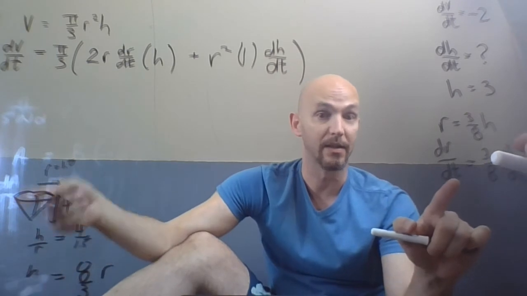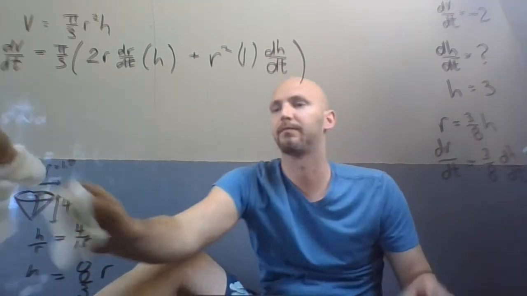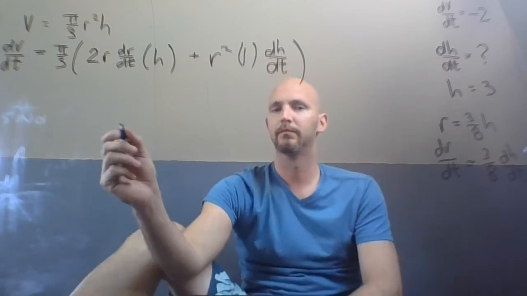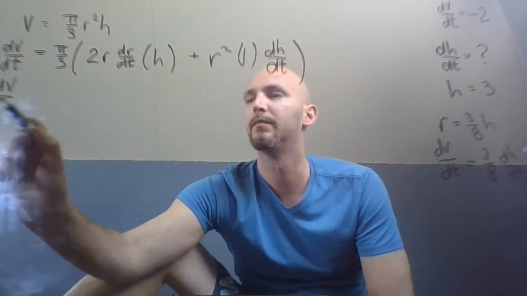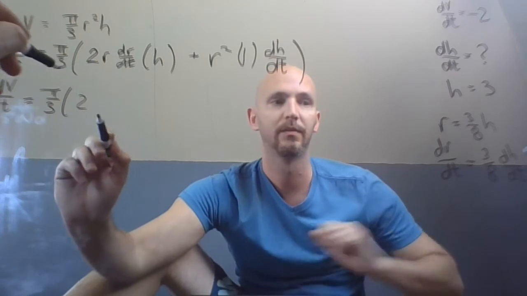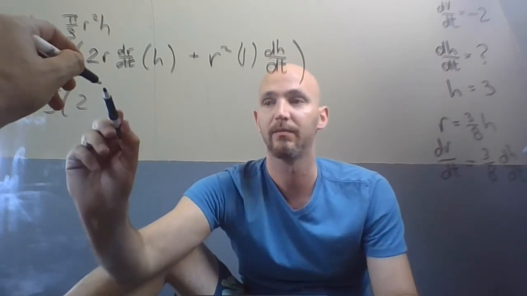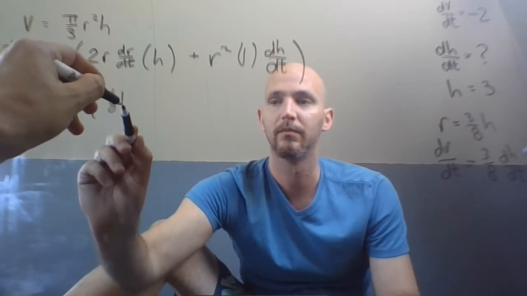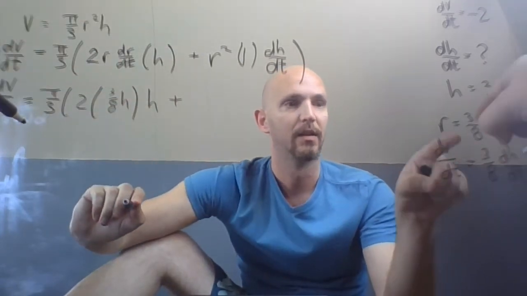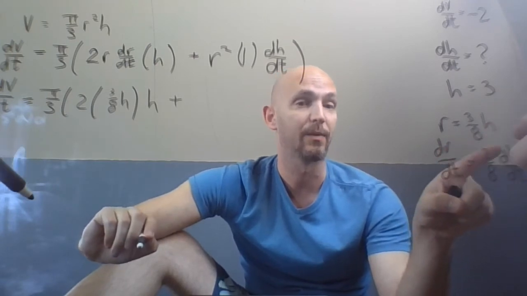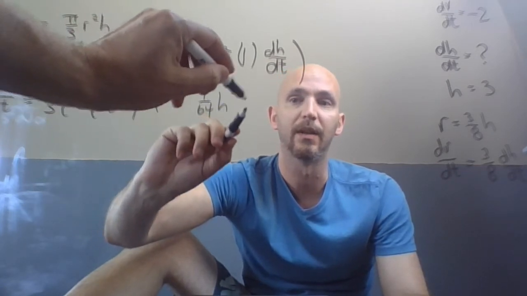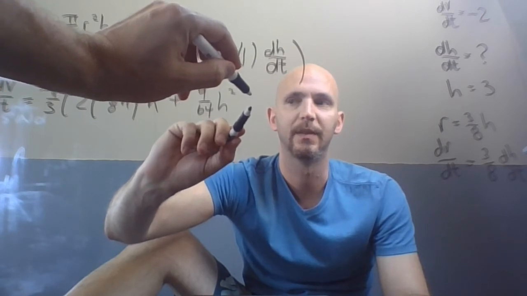I'm going to erase this down here because I need some room. So dV dt is pi over 3 times this thing here, 3/8 of h, h, plus r squared. I'm using this again: 3 squared is 9, 8 squared is 64, h squared is h squared, so this would be 9/64 h squared dh dt.